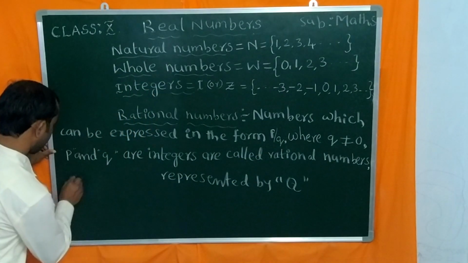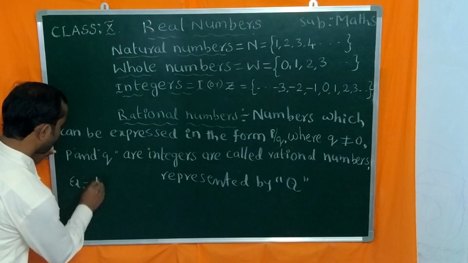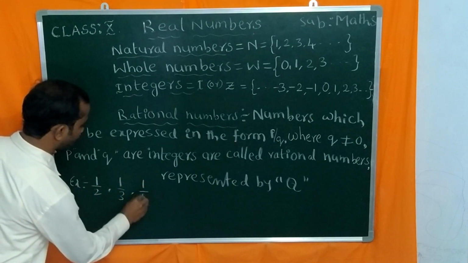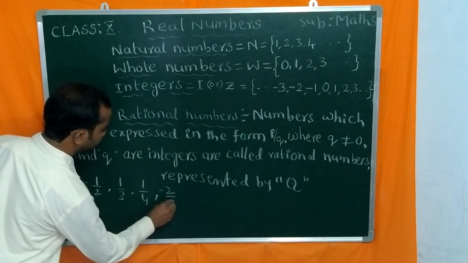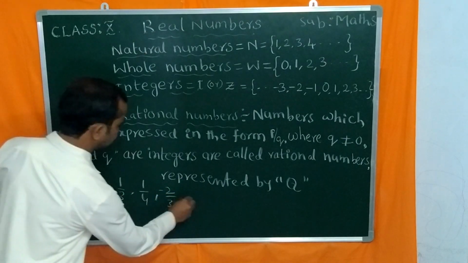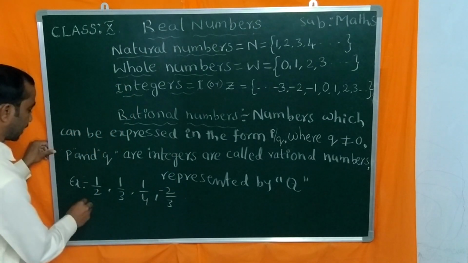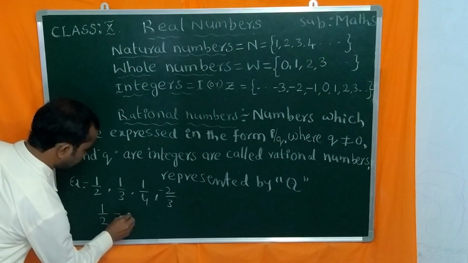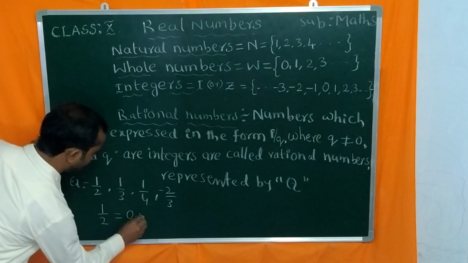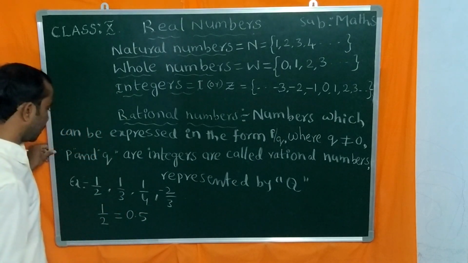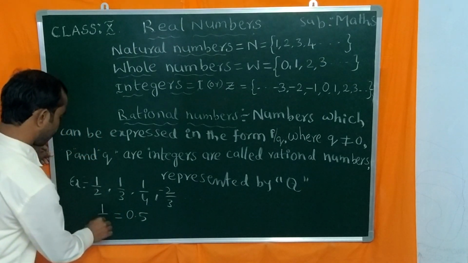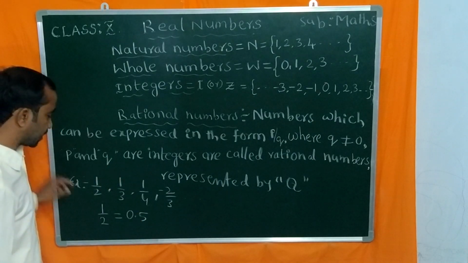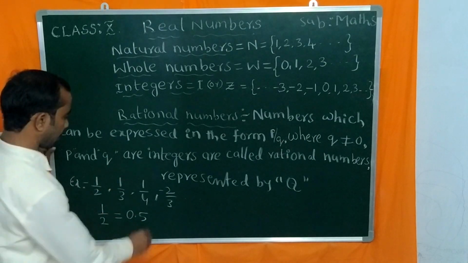For example, 1 by 2, 1 by 3, 1 by 4, minus 2 by 3, etc. First example, 1 by 2 is written as 0.5. This is rational. The rational number 1 by 2 is changed into decimal form. This is a terminating decimal.